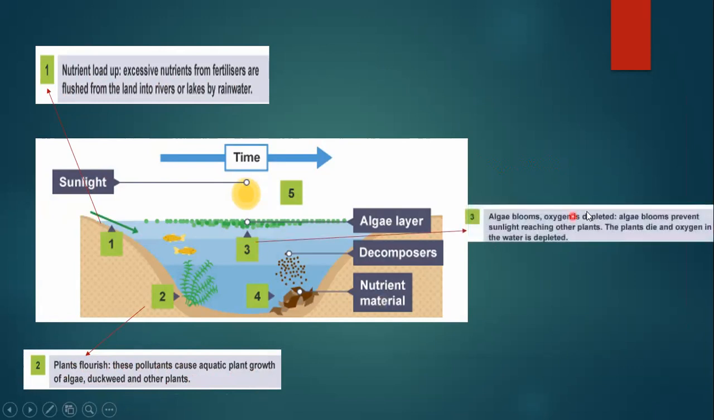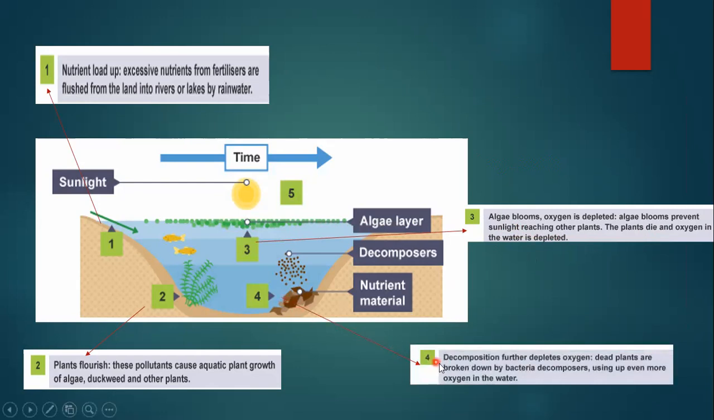Algae blooms, oxygen is depleted, algae blooms prevent the sunlight from reaching other plants. You can see here, it is the algae layer. And this algae prevents the sunlight from reaching the other plants. In this way, when the light does not reach the other plants, the plants die and oxygen in the water is depleted.